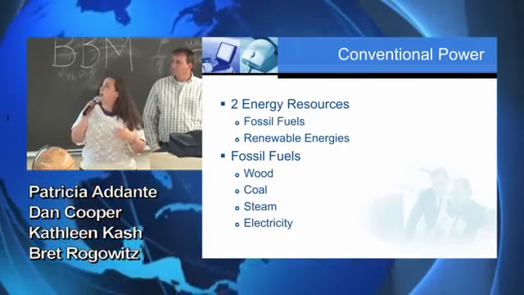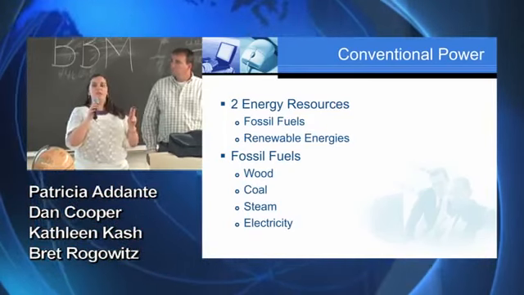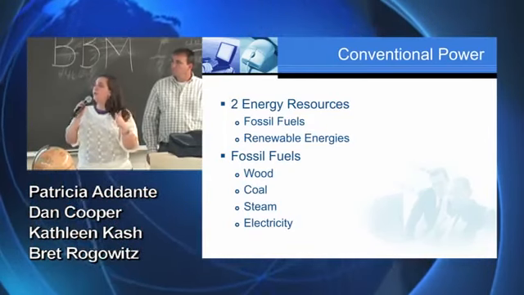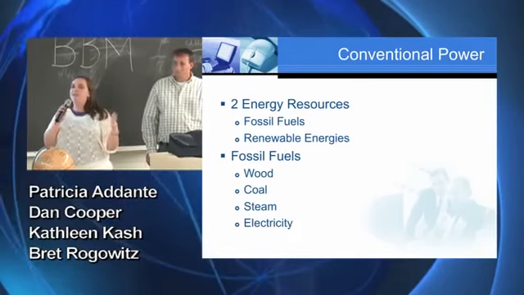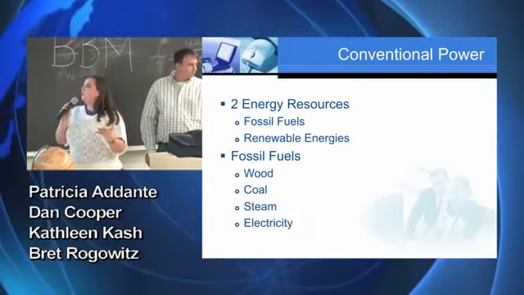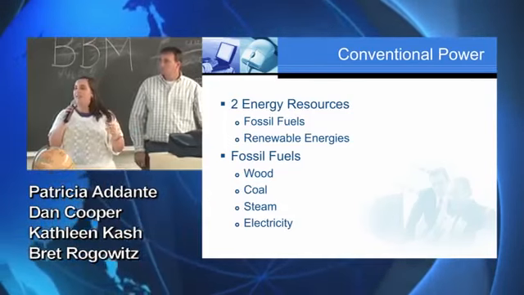So conventional power basically comes down to two different energies. One is fossil fuels and the other one is renewable energies. This includes things like the sun and wind power. The fossil fuels that we're going to talk about are wood, coal, steam, and electricity.